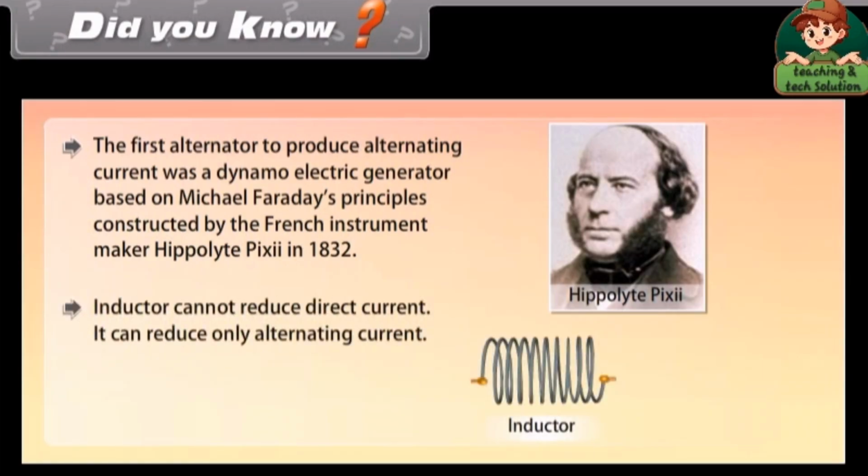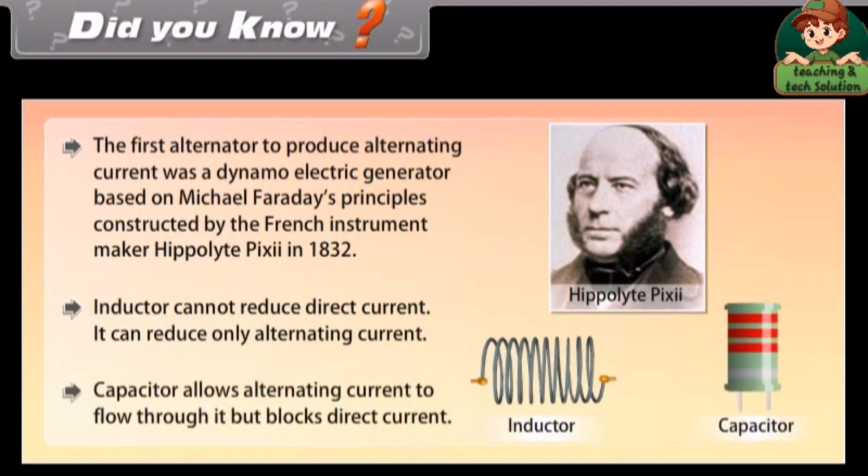Inductor cannot reduce direct current. It can reduce only alternating current. Capacitor allows alternating current to flow through it, but blocks direct current.